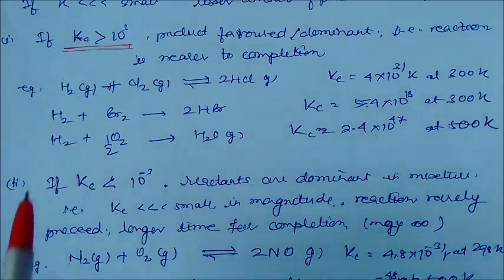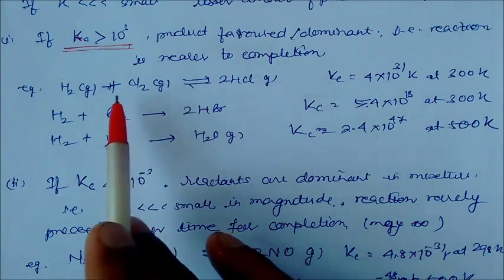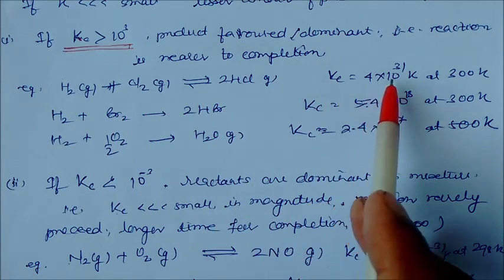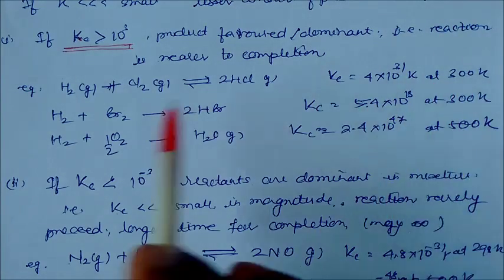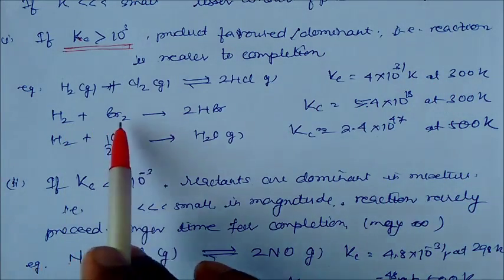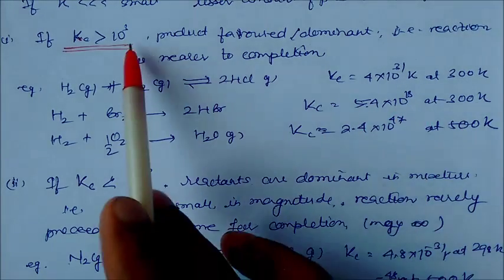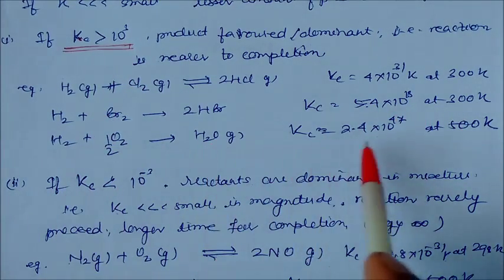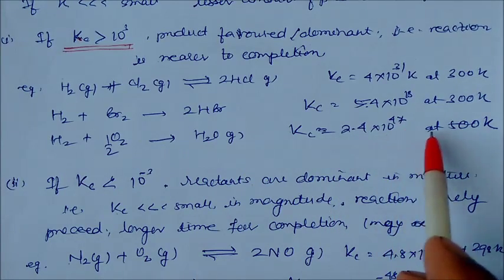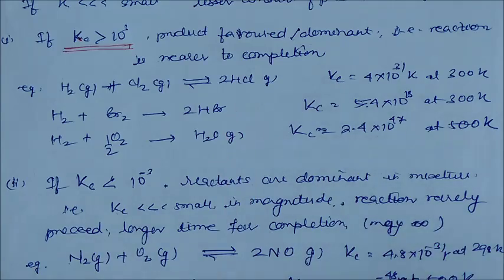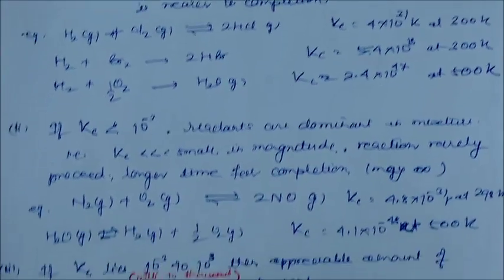Let us see these examples. This is the formation of HCl, where Kc is 10 to the power 31 at 300 Kelvin. Similarly, in the reaction of hydrogen bromide, Kc is 10 to the power 18 at 300 Kelvin, so it is more than 1000. Similarly, in the formation of water, Kc is 10 to the power 47. So this value is very large, which favors the product, and the reaction goes to completion.